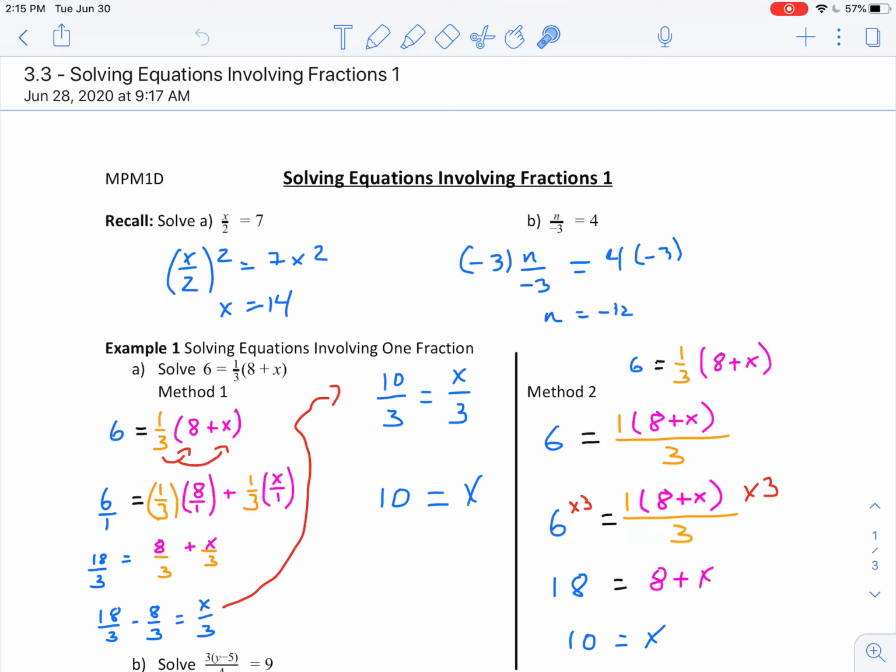And then on our recall, for example, b here, n divided by -3. The opposite operation is multiplication by -3. Do that to both sides. I have the n isolated, and my value for n is -12.